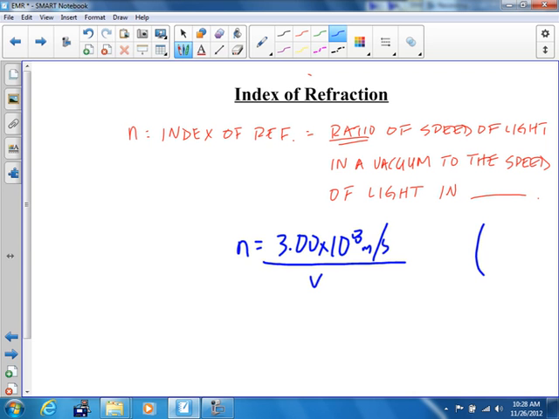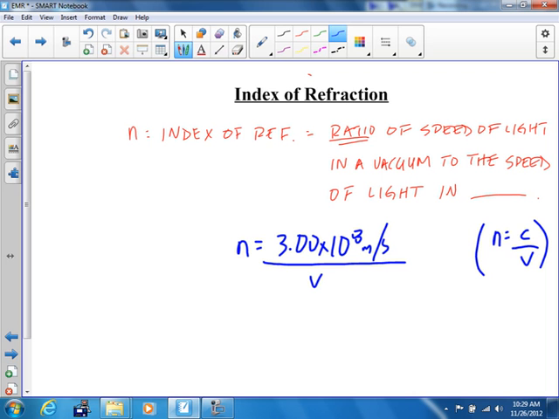Sometimes we see that written in this way because it's a little bit shorter. n is equal to c over v. What does c stand for? Speed of light in a vacuum, right? So it's the same thing. Again, do you need to remember this equation? Kind of. What's more important is you remember the definition of the index of refraction. If you remember that, then the equation kind of comes nicely from that, right? A ratio of 3 times 10 to the 8 divided by the speed of light in whatever medium.